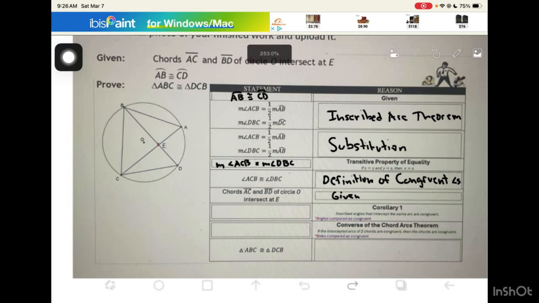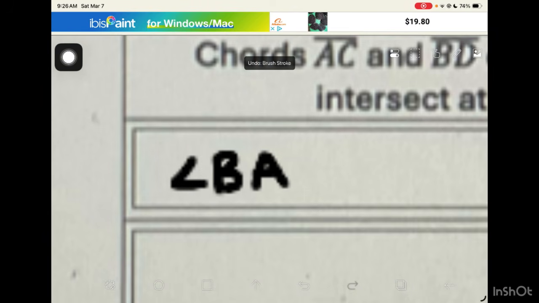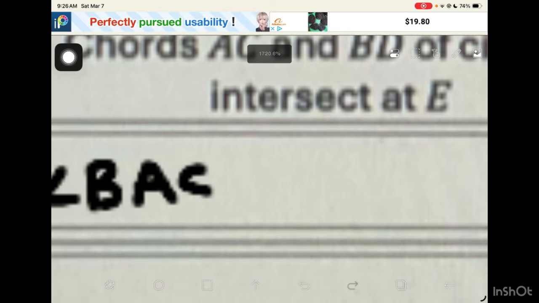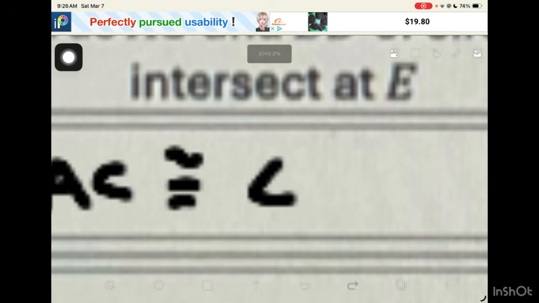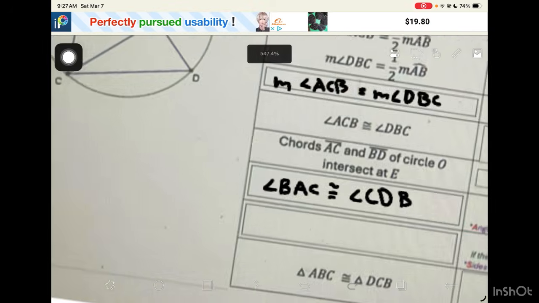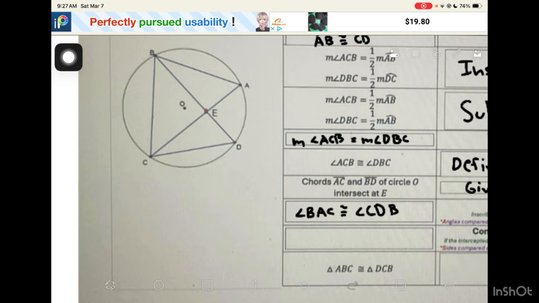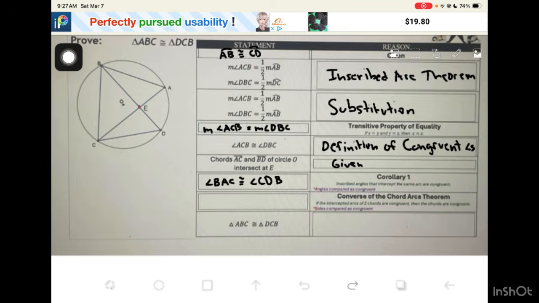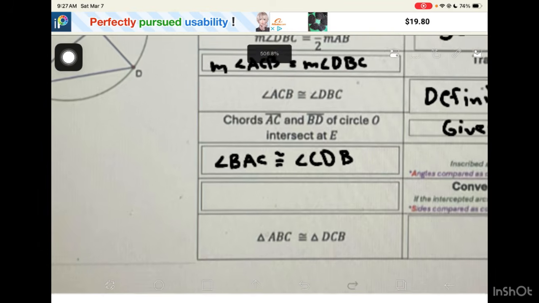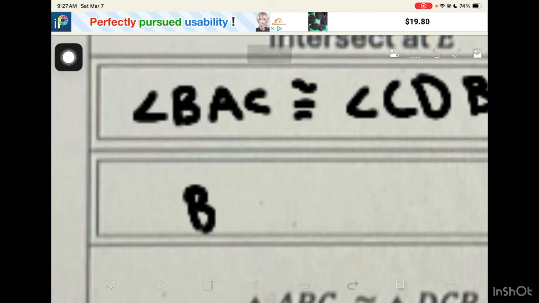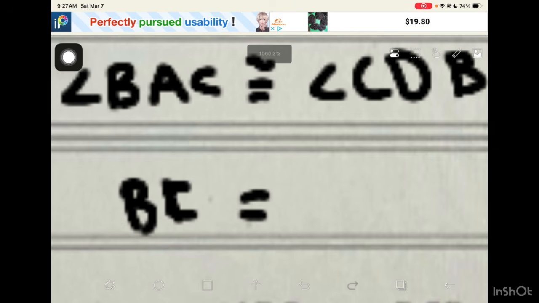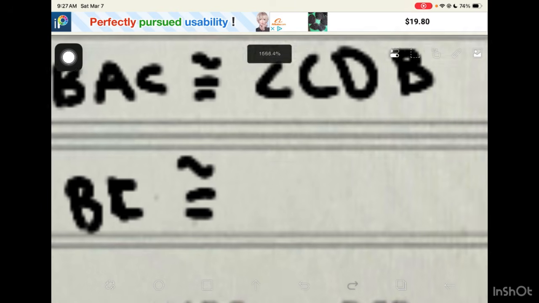So angles are congruent. What I inferred from here is that angle BAC is congruent to angle CDB, because they both intercept arc CB. And then we can say BC is also congruent to BC because it's congruent to itself.